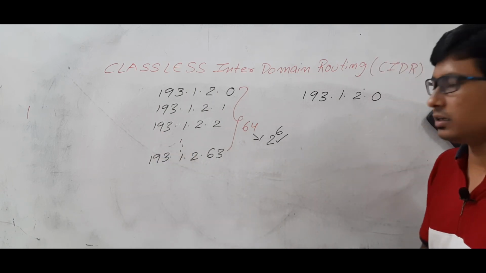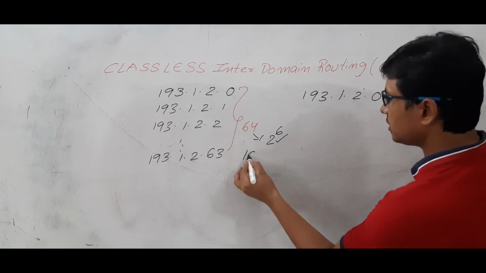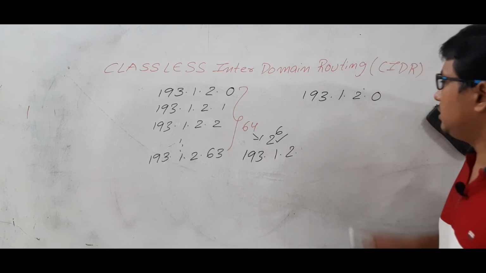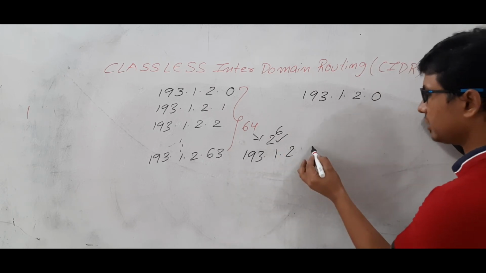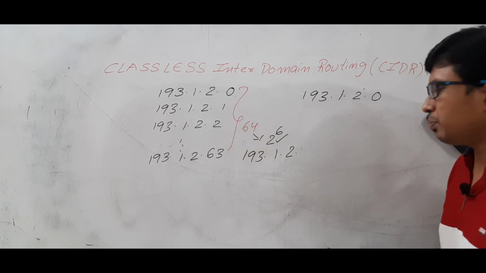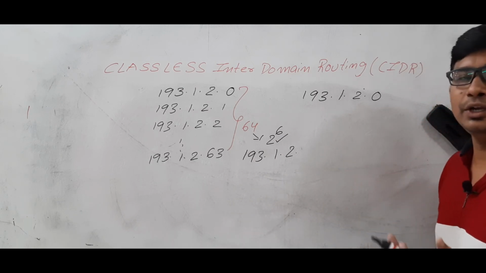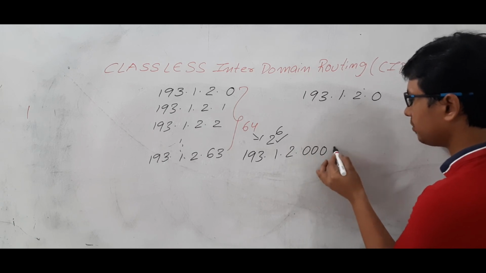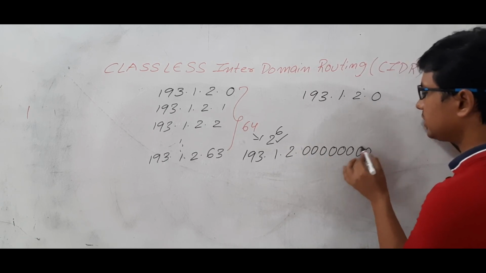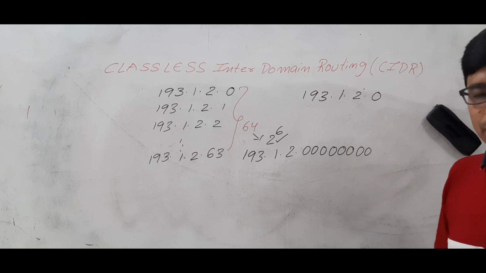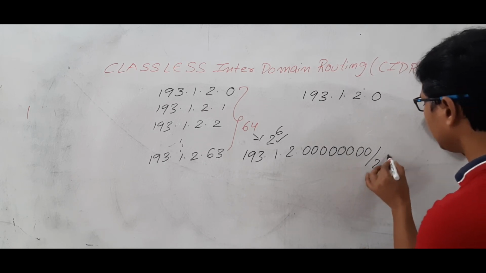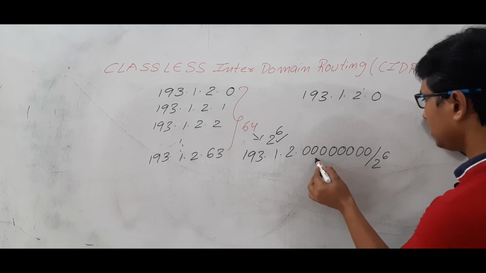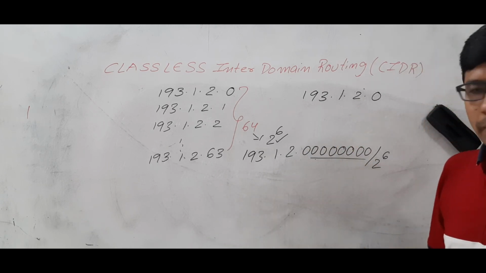Okay, let me take this one: 193.1.2.0. This 0 only I will convert into a binary number because it should be divisible by 2 power 6. So the first 6 bits only I need to verify, whether they are zeros or not. If I convert 0 into a binary number and represent it in 8 bits, then I will get 8 zeros. Divided by 2 power 6, this remainder will be 0. Am I right or wrong?